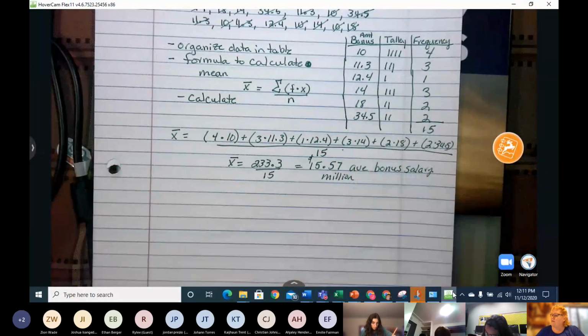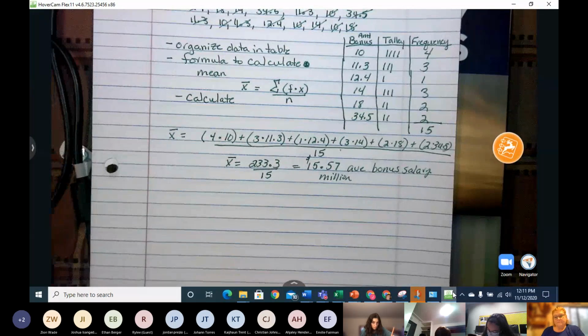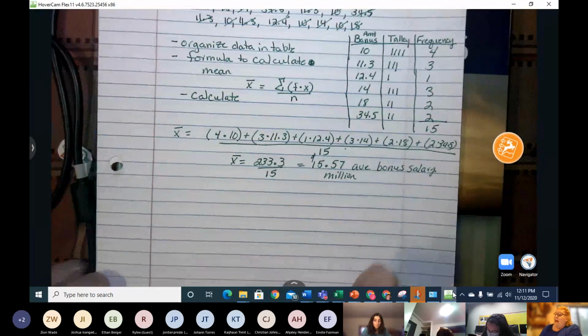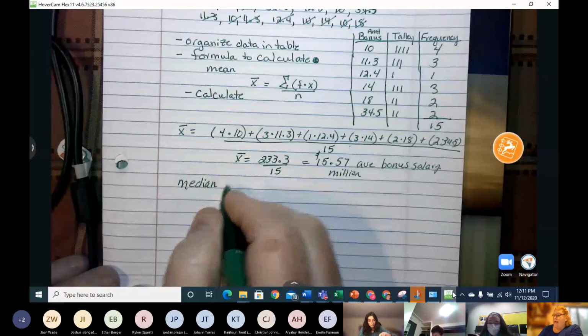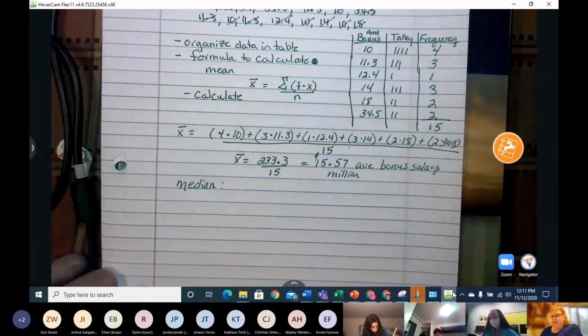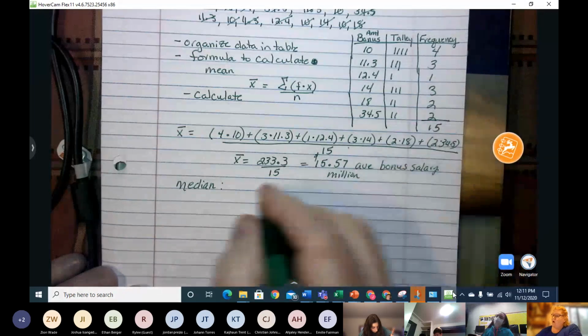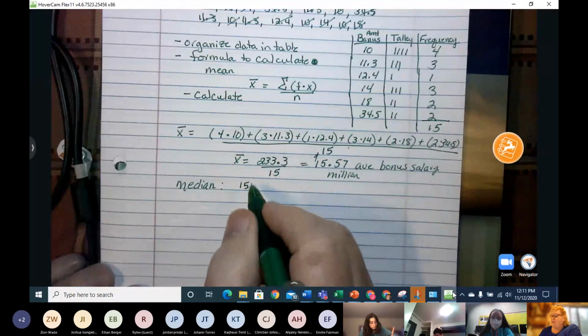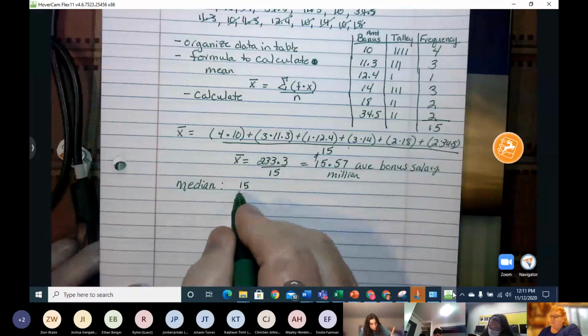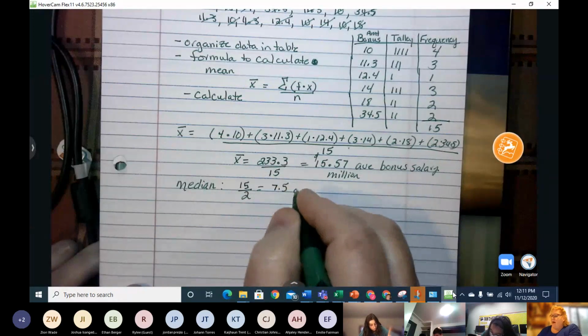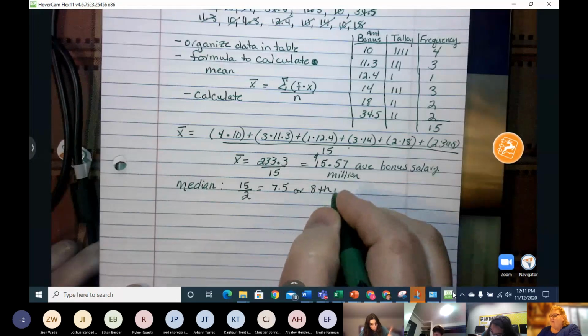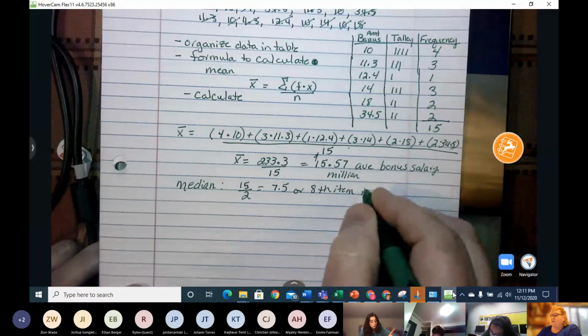And that was in millions of dollars for the bonus salary. Now, how do you compute the median when you have grouped data? The median is still the middle number. So if there are 15 items, that means that's an odd number. So 15 divided by 2 is 7.5, or the 8th item is the middle.